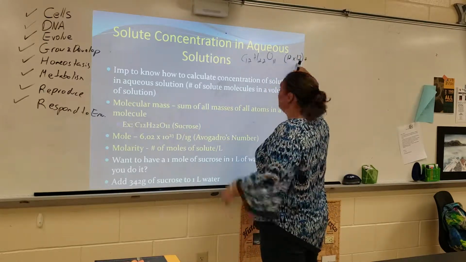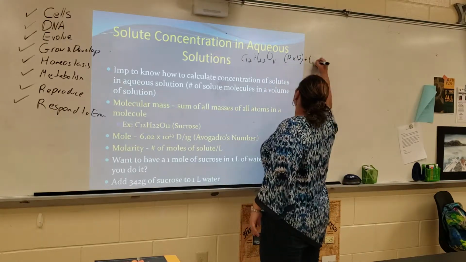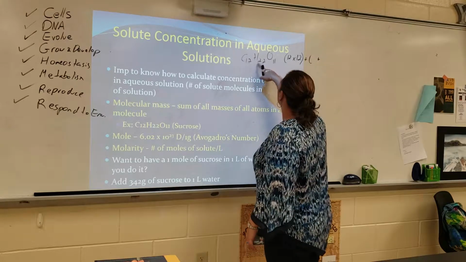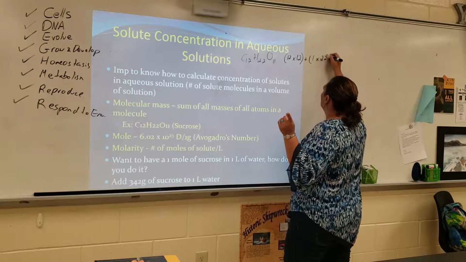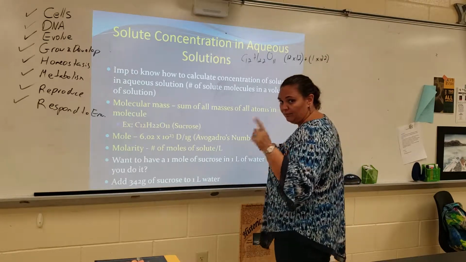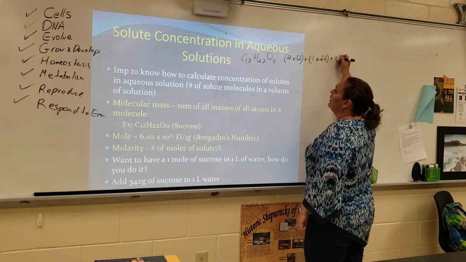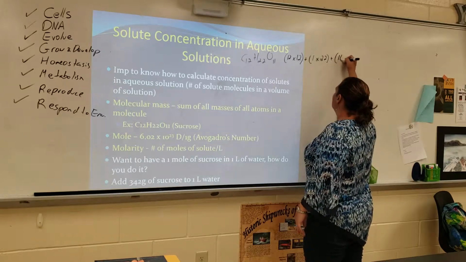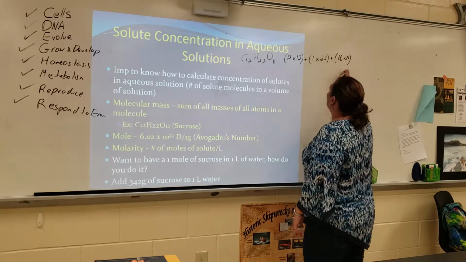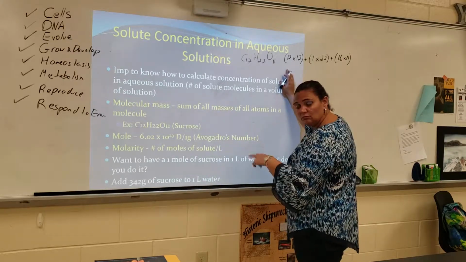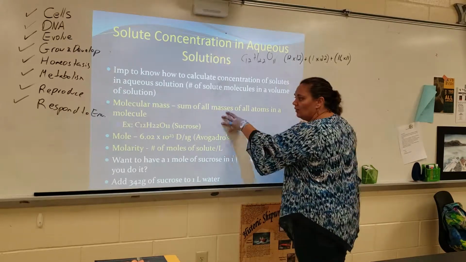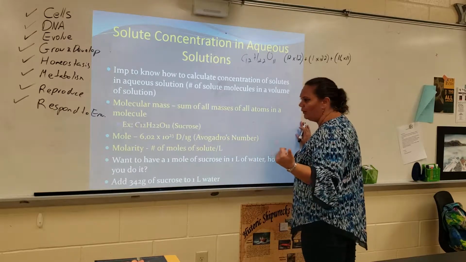So 12, and there's 12 of them. Plus hydrogen, there's 22 of them, and it's 1. Hydrogen weighs 1 gram. Plus oxygen, which weighs 16, and there's 11 of them. When you add them all together, you're going to have the molecular mass of sucrose. That's it. You won't have to do this for me. Just want to make sure you're okay with that.